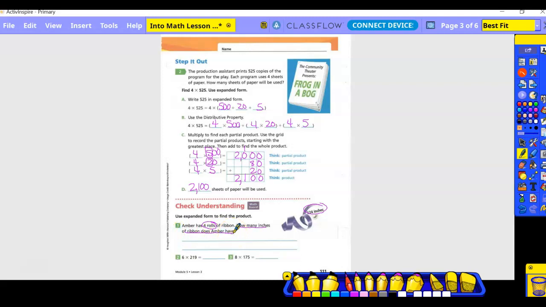So I'm going to take 4 times 324. So that means I'm going to pull that out and put 4 times parentheses 300 plus 20 plus 4. Then I am going to rewrite that again with parentheses 4 times 300 plus 4 times 20 plus 4 times 4.